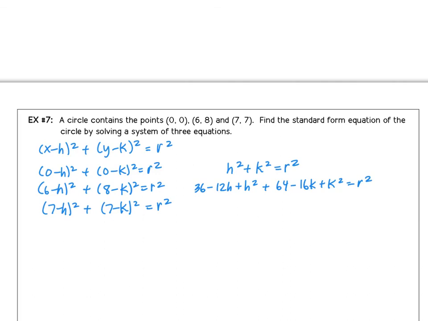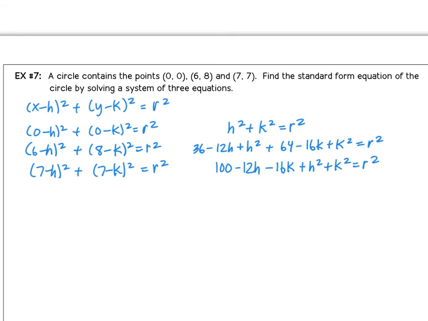And this last one, well, actually, let me clean this one up first. If I add my like terms together, that would give me 100 minus 12h minus 16k plus h squared plus k squared equal r squared. I don't know if that helps at all, but we probably are going to need to do it at some point. All right, then let's look at the last one.